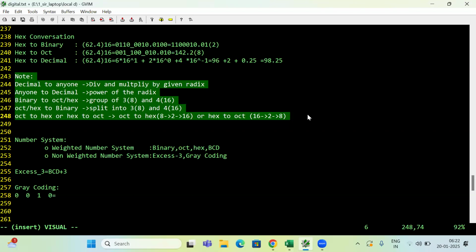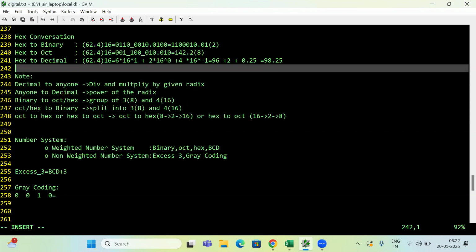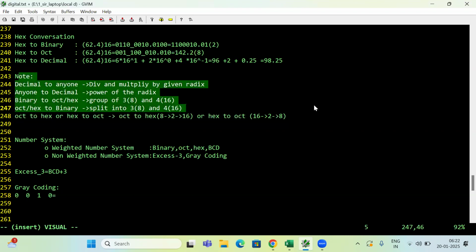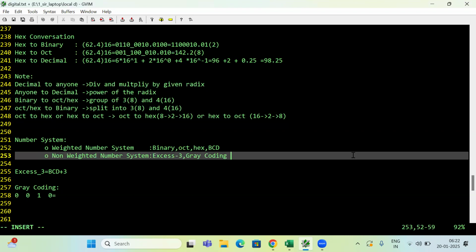Do you think you need to remember anything apart from this now? Just do one hands-on one time, more than enough. After that, if you have the notes in your mind, more than enough. Now, if you remember, we have learned the number system, and the number system can be classified into weighted number system and non-weighted number system. In binary, the position decides the weight. Maybe octal, hexadecimal, BCD. And non-weighted are excess-3 and gray code.